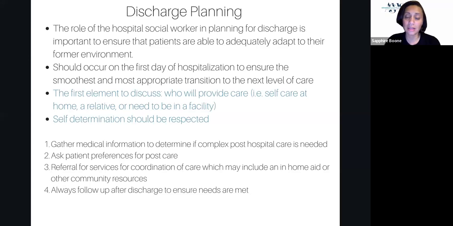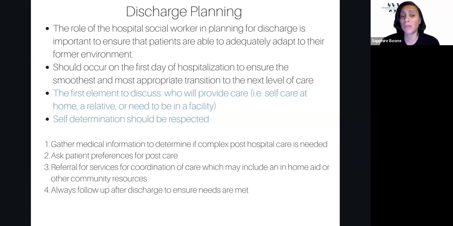All of this has to include self-determination. So if your client wants to go home, then it's your job to figure out how to make that happen. If that's not the doctor's preference, like if it's something medically wrong and that's why they can't go home, then that would be a conversation you would have with the client. But you would still want to double check and make sure you're advocating for the client's needs.